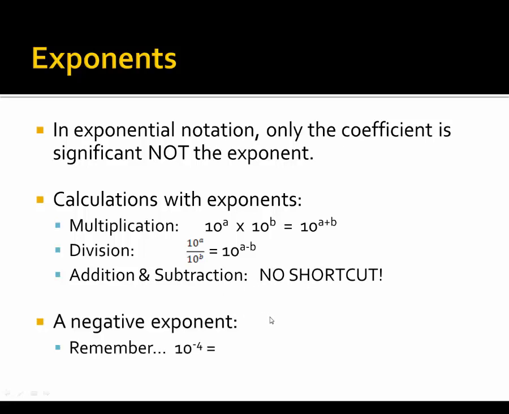Negative exponents, remember, 10 to the negative 4 actually means 1 over 10 to the 4. So again, that negative means that it's an inverse number there. You can use this actually as a conversion factor. You can use it as 10 to the 4 over 1, depending on what units you need to cancel.